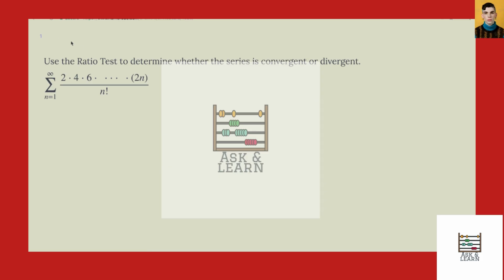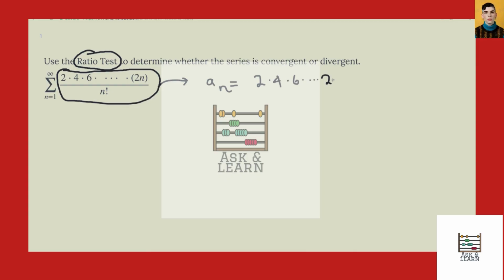Let's use the ratio test to determine whether the series converges. Now we should focus on this term right here. This is our a_n. a_n equals, in the numerator we have the product of the first n even numbers, so 2, 4, 6, all the way up to 2n. And then here we have n factorial.